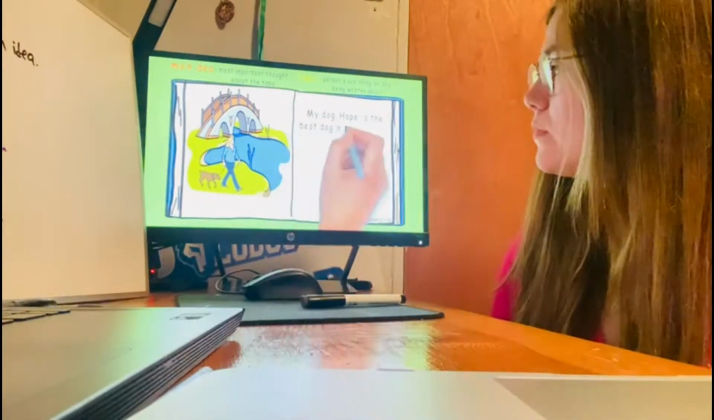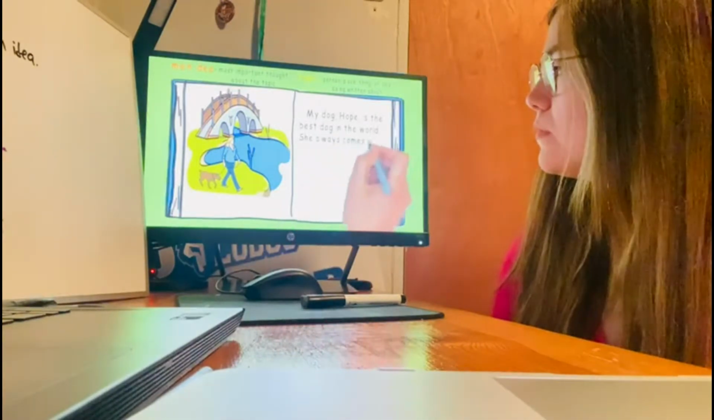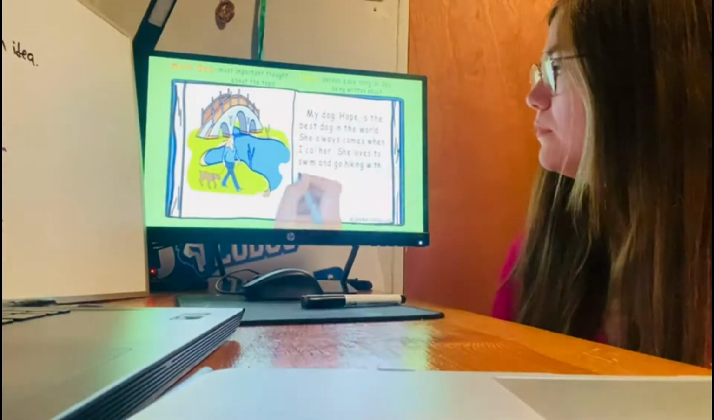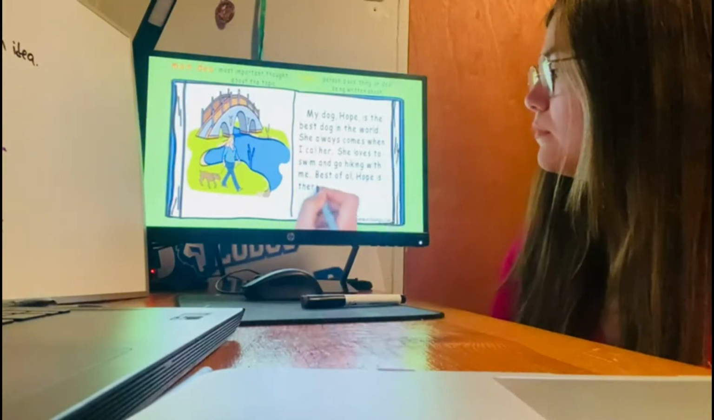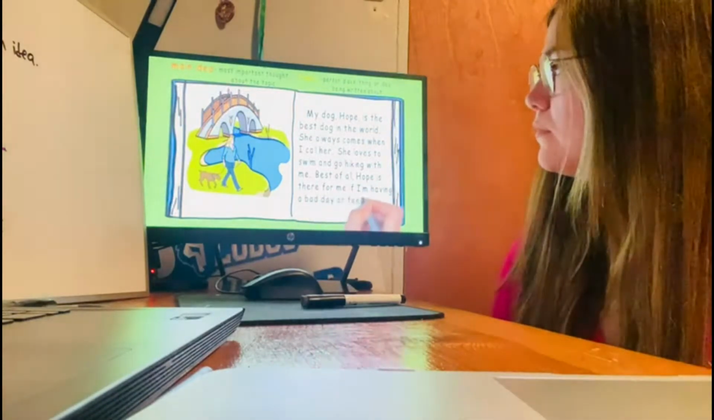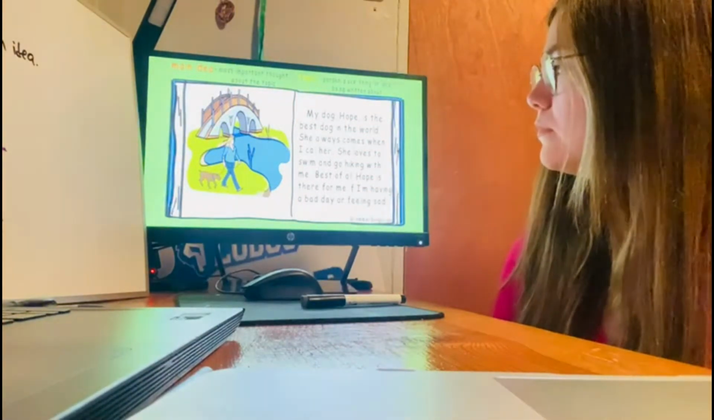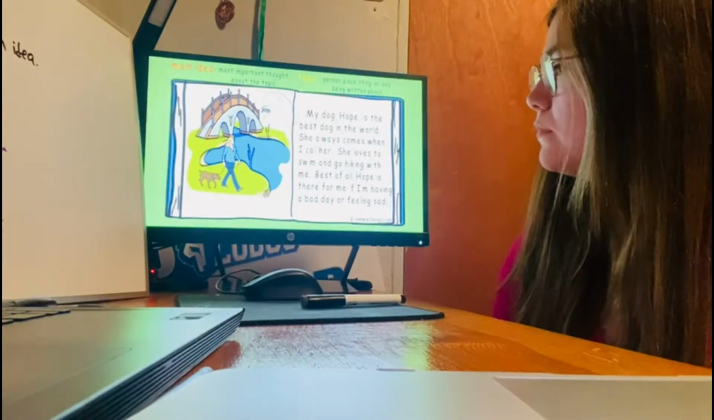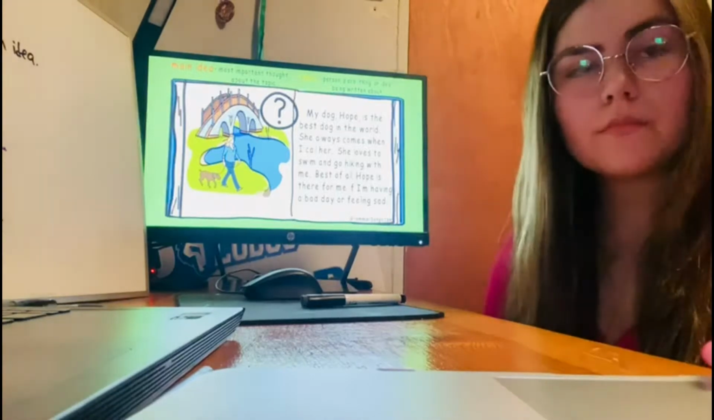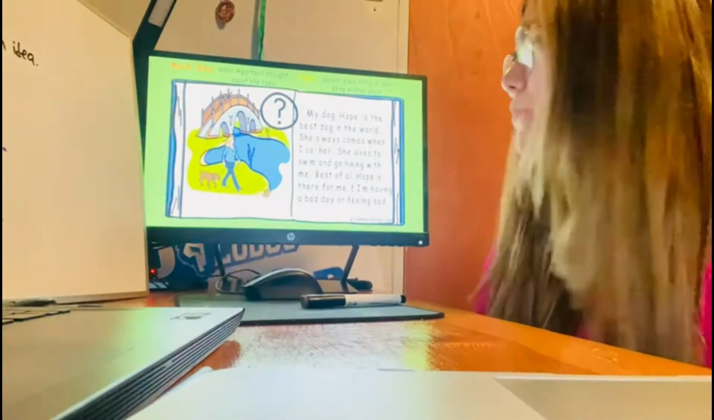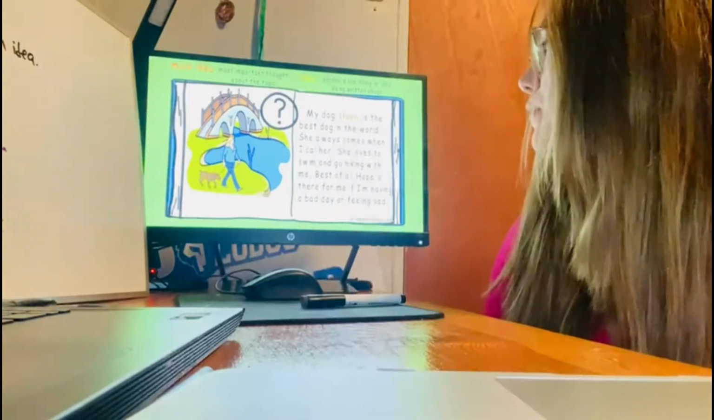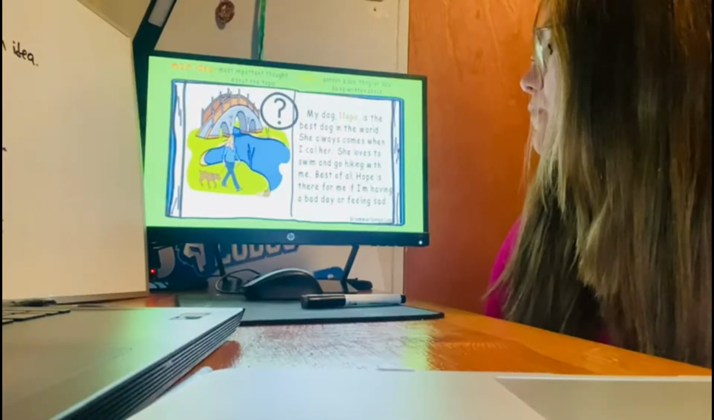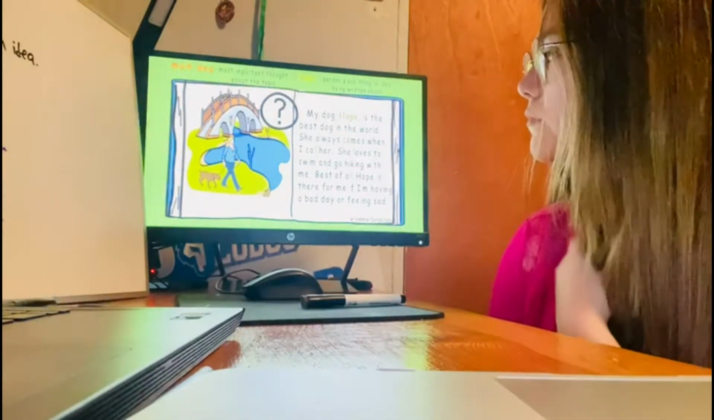My dog Hope is the best dog in the world. She always comes when I call her. She loves to swim and go hiking with me. Best of all, Hope is there for me if I'm having a bad day or feeling sad. First, we need to know the topic. What person, place, thing, or idea is this paragraph about? Of course, it's about Hope. She's the topic. Next, we need to find the main idea. So what is the most important point this paragraph makes about Hope?